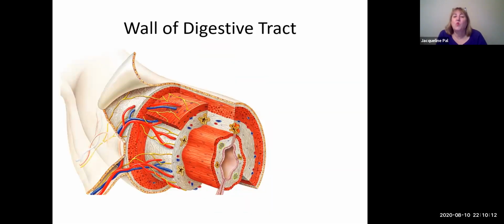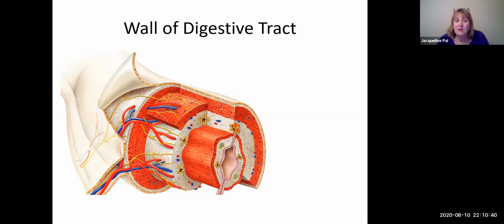So now let's look at the wall of the alimentary canal part of the digestive tract. So in this tubular structure, the center part is the lumen, and this is where the food is going to travel. So this is considered the surface, and as we move away from this lumen surface, this is called going deeper to this outer surface, which is in the peritoneal cavity.